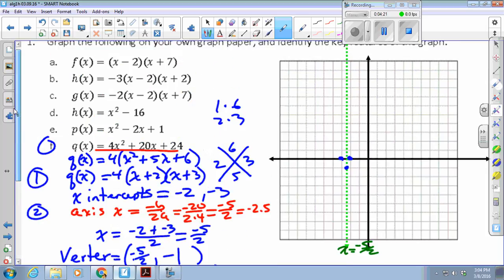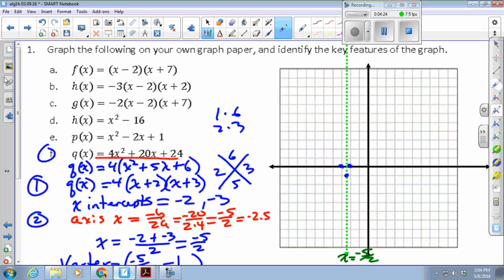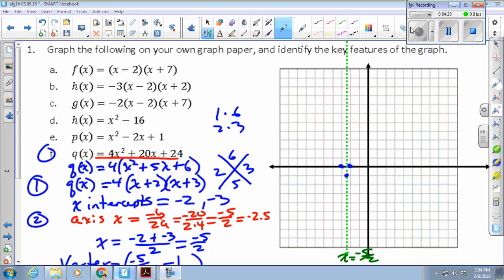Now, unfortunately, I didn't leave myself enough room for this, so I am going to create some room. I'll move that over, and I'm just going to plot a point right up here and call this point my y-intercept right there, 0, 24. Now we know that there's a symmetrical point to that on the other side of the axis of symmetry. 2.5 points from the axis of symmetry puts that right here. That point's going to be -5, 24.